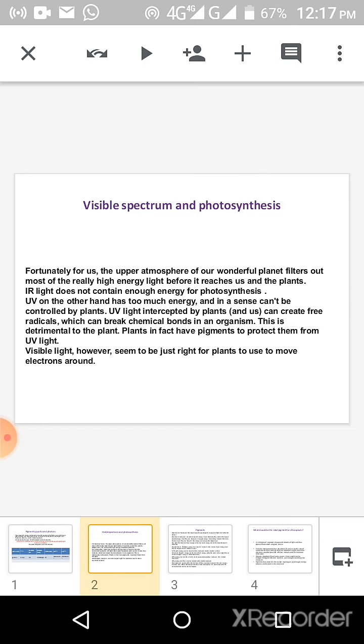Plants in fact have pigments to protect them from UV light. Visible light, however, seems to be just right for plants to use to move electrons around. So it is only the visible light which is beneficial for us, and the plants have adaptations to withstand the ill effects of UV light, and otherwise the atmosphere also filters out UV light and it is not permitted to reach down into the lower levels of the atmosphere.